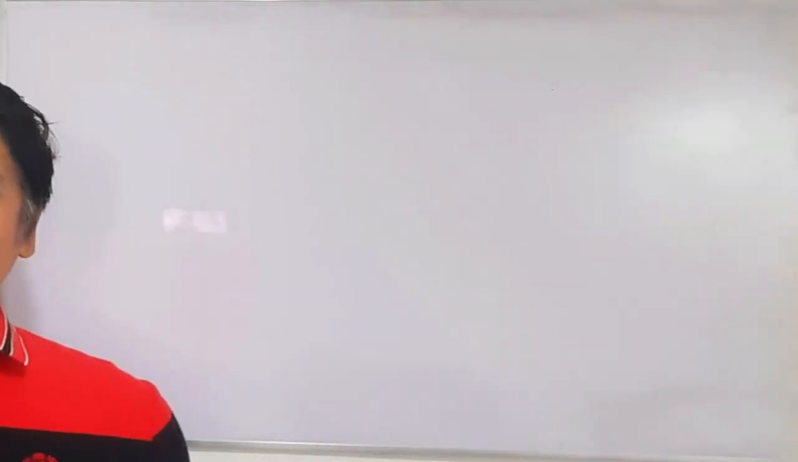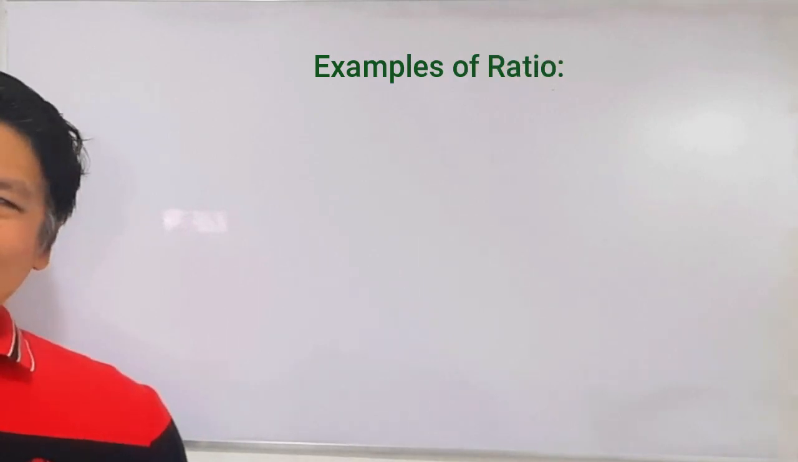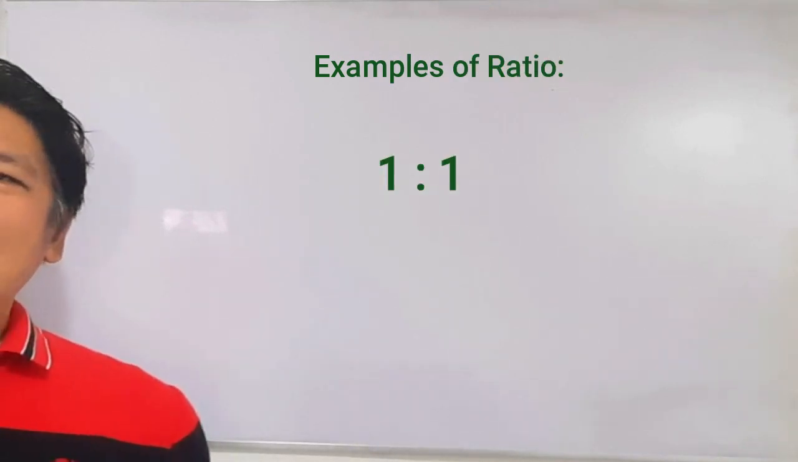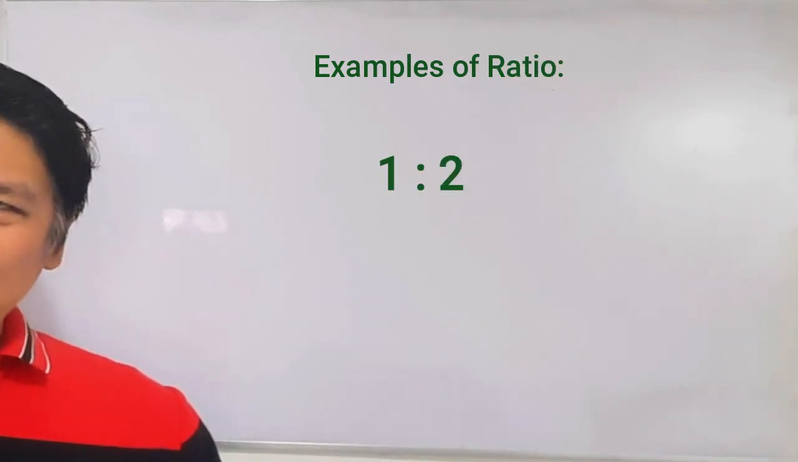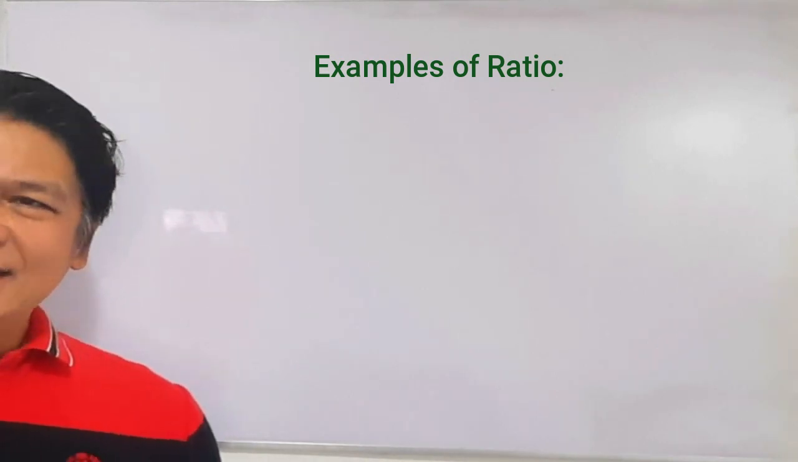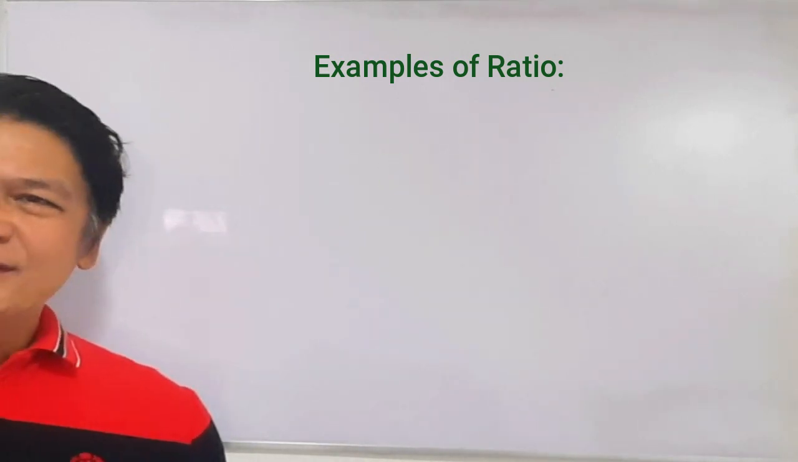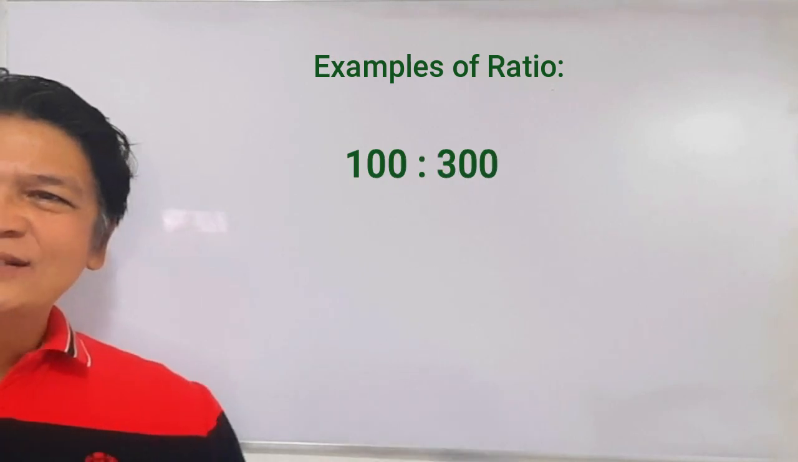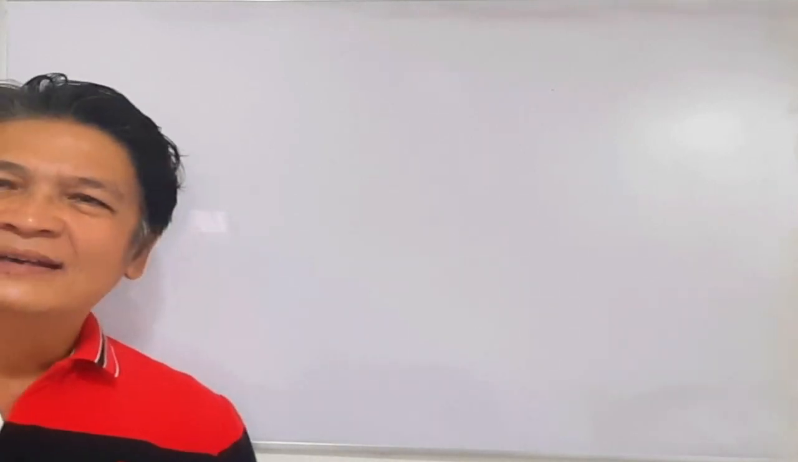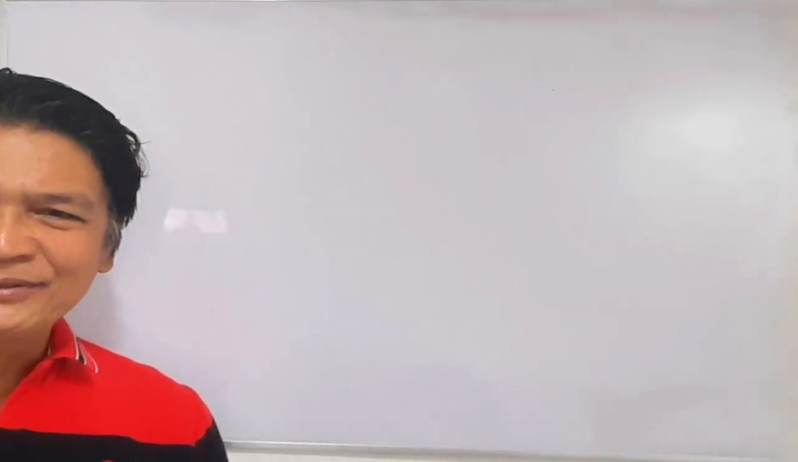So examples of ratio are, like I've said, 1 is to 1, 1 is to 2, or 3 is to 4, or 5 is to 6, or 100 is to 300. These are called ratios.